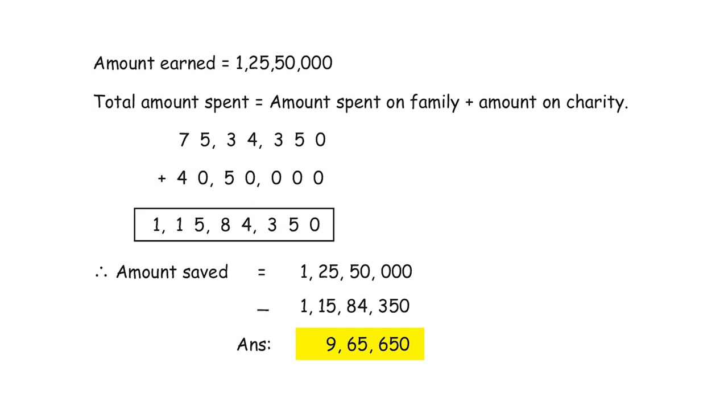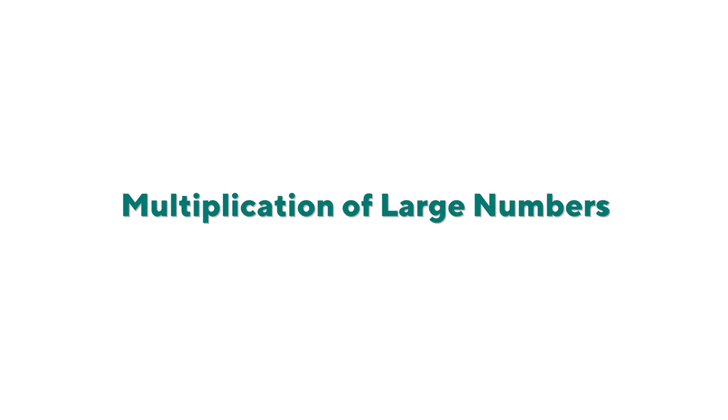Amount saved is amount that he earned minus amount he spent. So here is your subtraction. Write down the amount earned, 1 crore 25 lakh 50,000 rupees minus amount spent, 1 crore 15 lakh 84,350. If you do the subtraction, again remember when you do the subtraction you go from the right to the left. If you do the subtraction, this is the answer you get, 9 lakh 65,650.